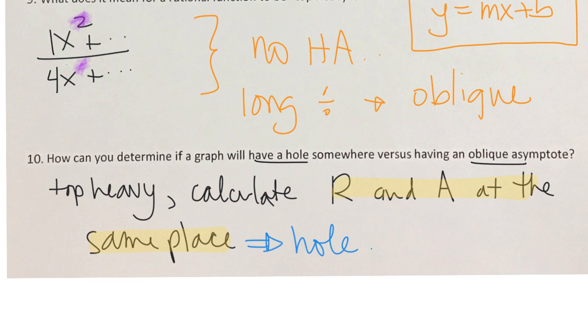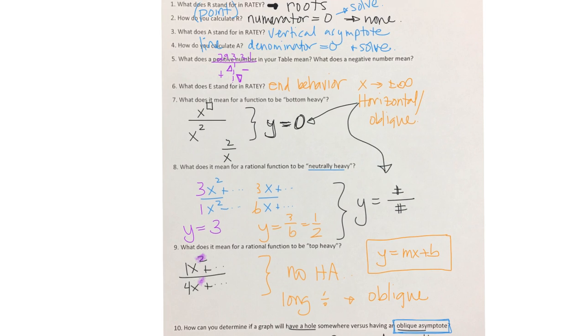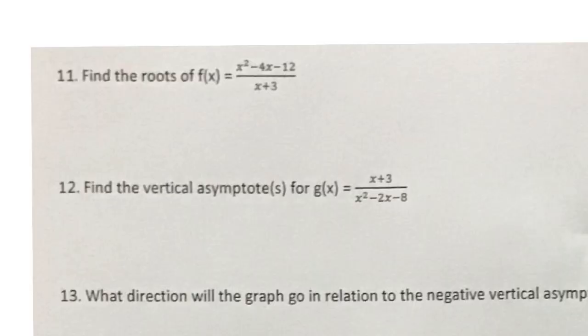Now, if it doesn't, if all your roots and all of your asymptotes are different, then you're going to have an oblique asymptote, and we'll use long division to figure that out. Okay, so it's strange when there's a root and an asymptote at the same place. Okay, so there's some conceptual questions. Now let's look at some math solving questions.